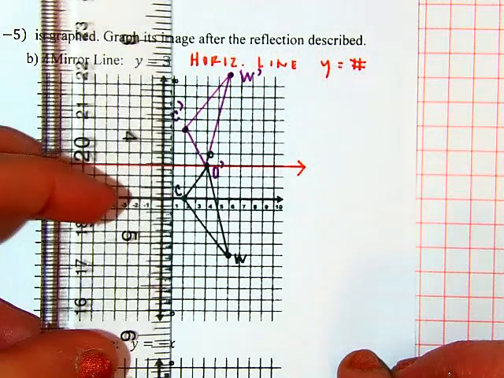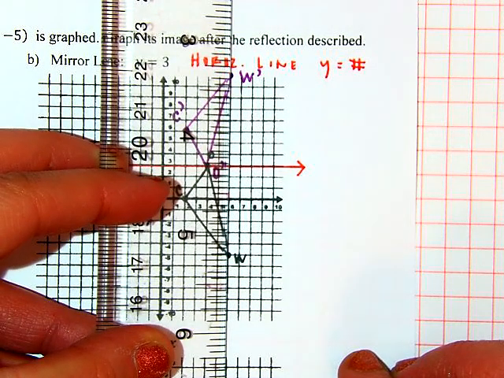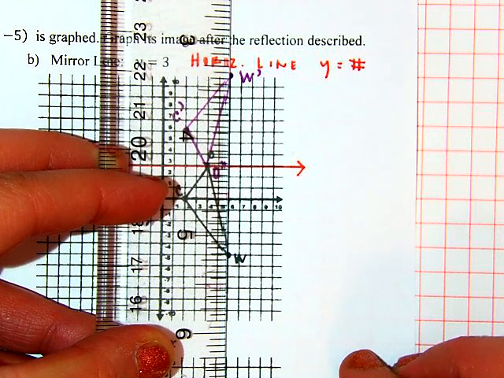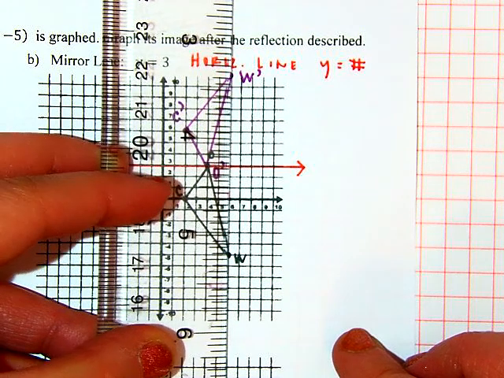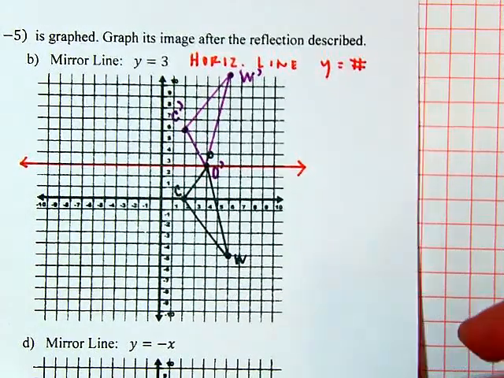And if I connect the C's, the O's, and the W's, right, we should see a perpendicular pathway with the mirror line, which makes sense because our mirror line was horizontal. All of these pathways would be vertical. All right, next one.